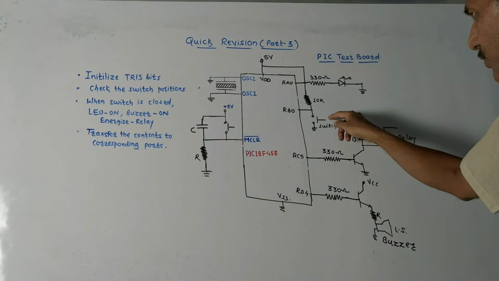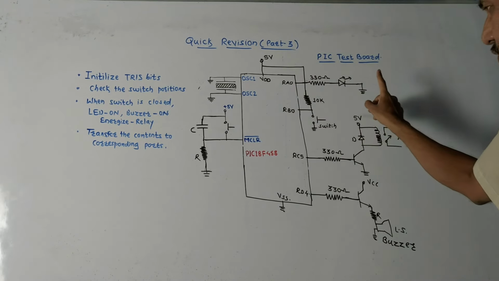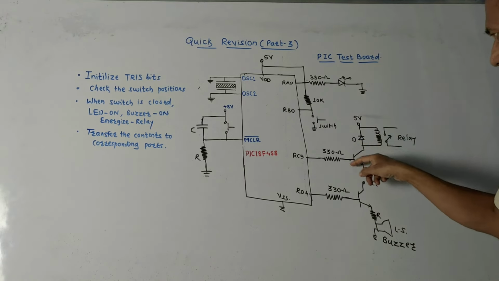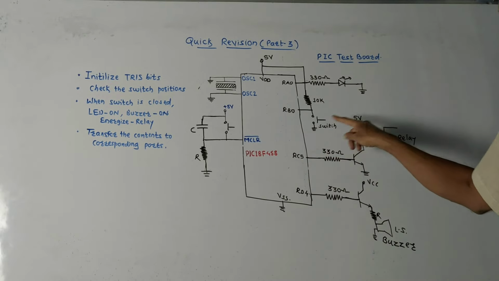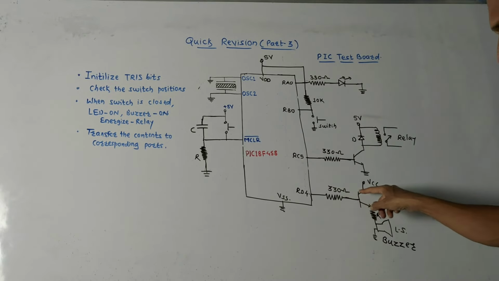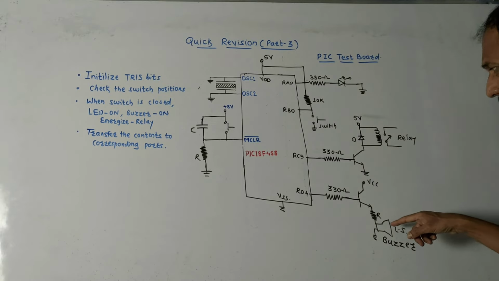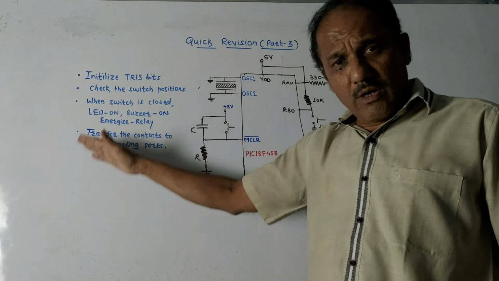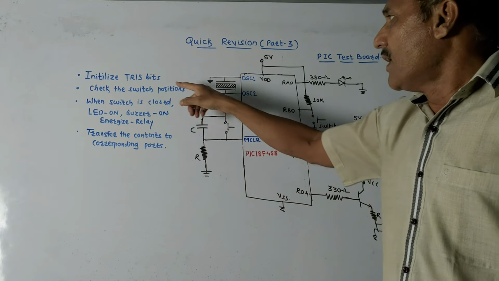Then this is the switch position. This is connected to port B, pin RB0. Then this is the relay connection. We are using one NPN transistor, and it is connected to RC5. For the buzzer, again we are using an NPN transistor for connection of a loudspeaker, and it is connected to pin RD4. These are a few steps related to designing the PIC test board.